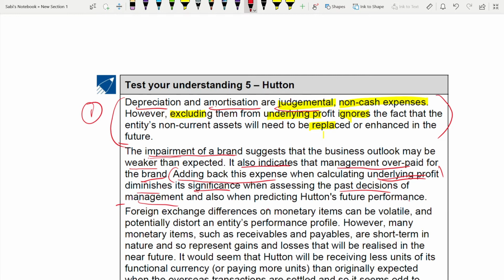How do you predict future performance? Based on some key facts, like when your brand is impairing, it shows in your future the brand is going to be weaker than expected, so investors will not invest. So this is the second point, impairment of a brand.